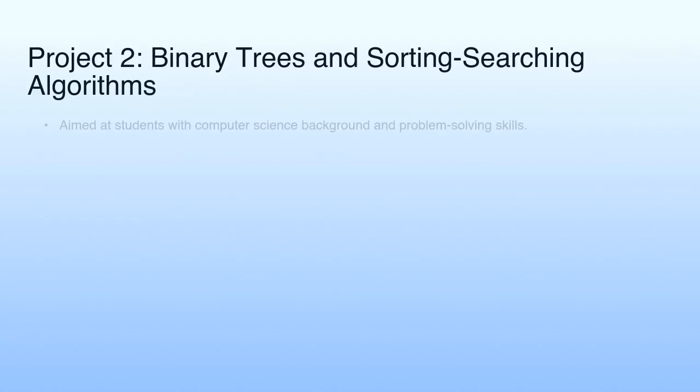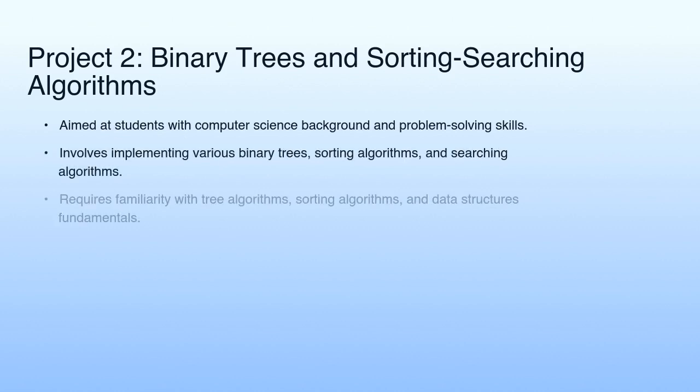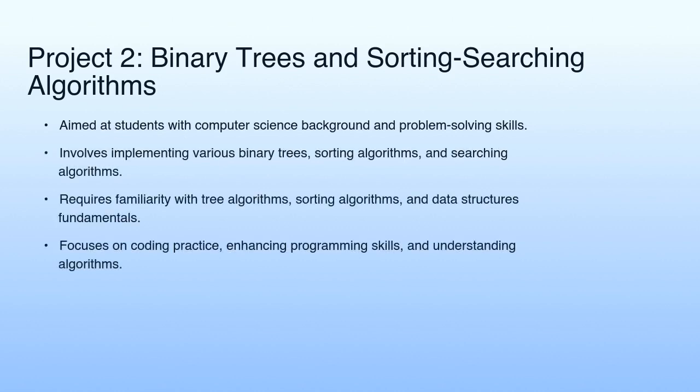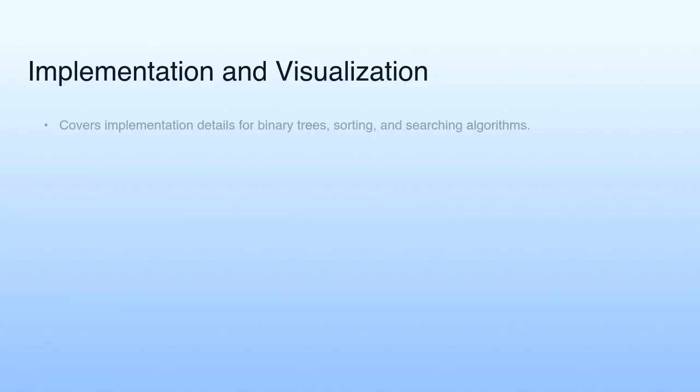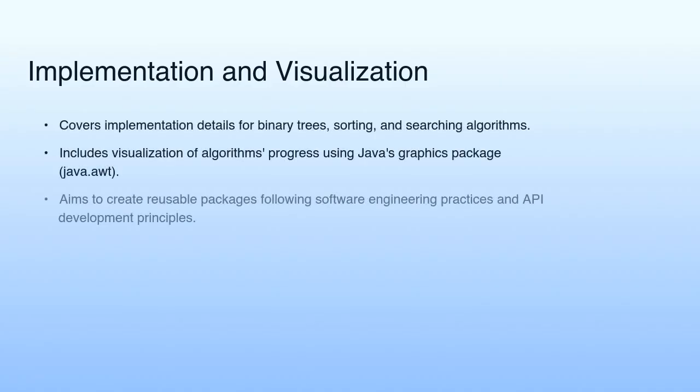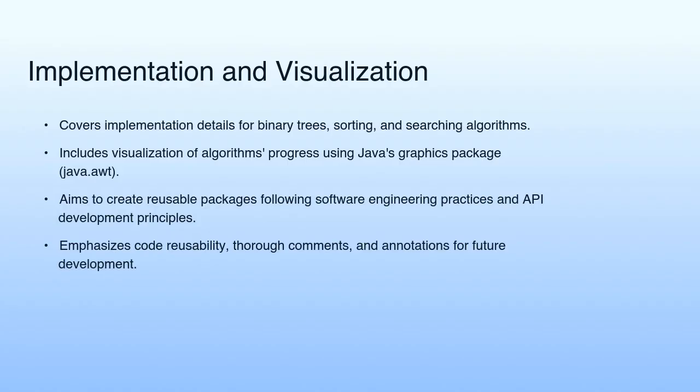The second project involves implementing various binary trees, sorting algorithms, and searching algorithms, aimed at students with computer science backgrounds and problem-solving skills. In addition to implementation details, these projects also cover visualizing the progress of algorithms using Java's graphics package, emphasizing reusability, thorough commenting, and adherence to software engineering best practices.